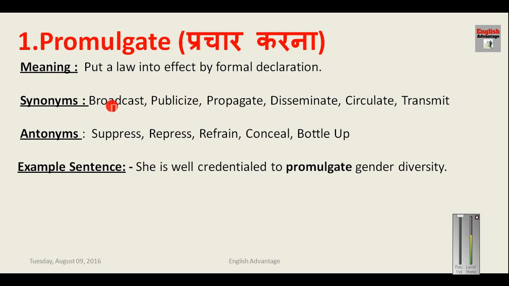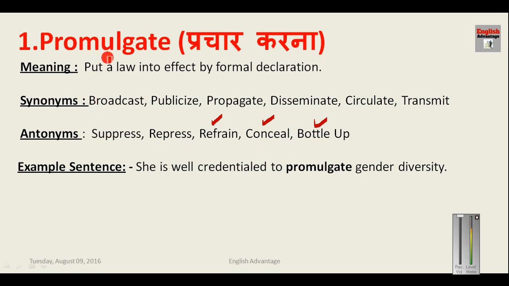So these are the corresponding synonyms, and here I have given the antonyms of promulgate. Suppress, repress, refrain. Refrain is a very common word, refrain. Conceal simply means hide, and bottle up. So these are the antonyms of this word promulgate. Suppress, repress, refrain, and this word refrain is followed by from, refrain from. And so are prevent from and prohibit from. Okay, so these are the very important words, conceal and bottle up. So these are the antonyms of this word.